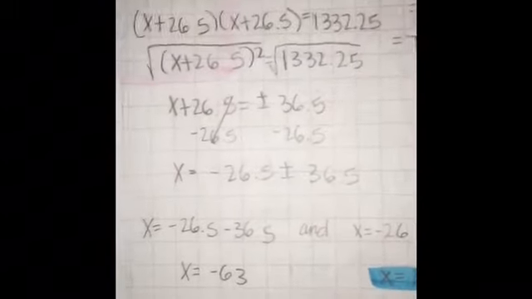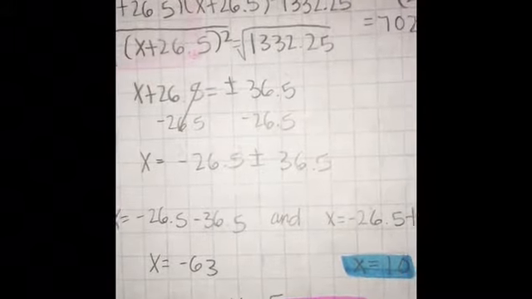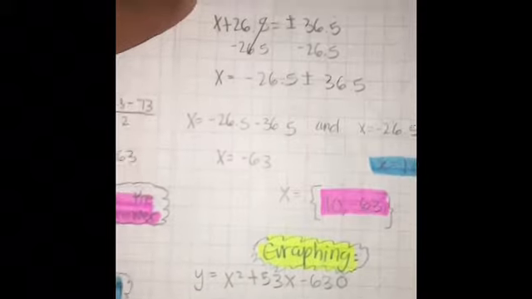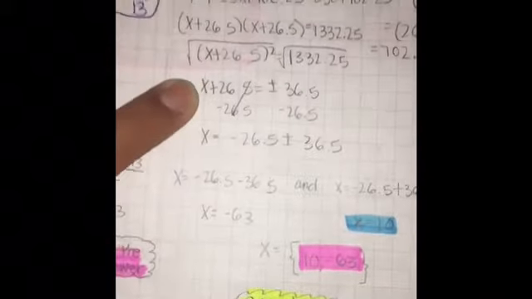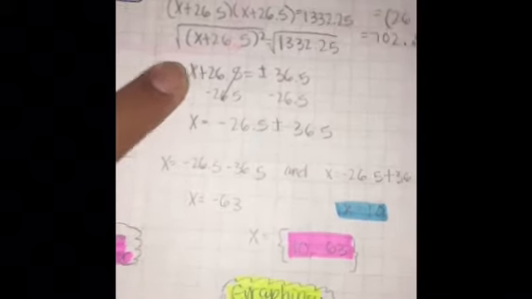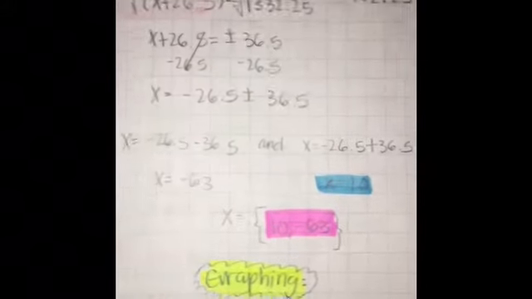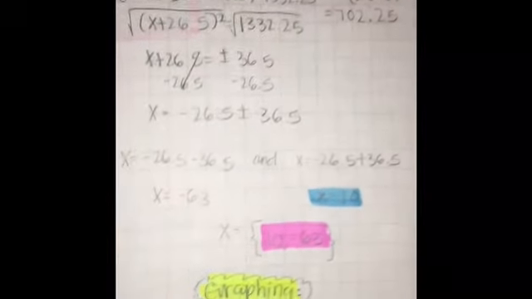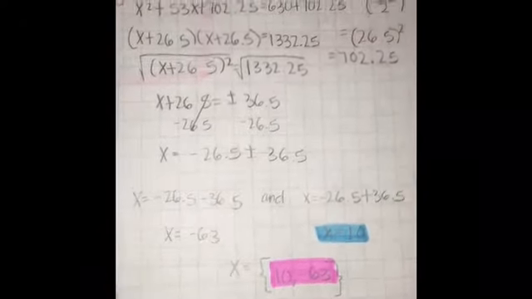And then to get rid of that squared, you want to square root both sides, and then you get x plus 26.5 is equal to 36.5, and you want to subtract 26.5 from each side. And then you get your two solutions from there by simplifying, which are 10 and negative 63.